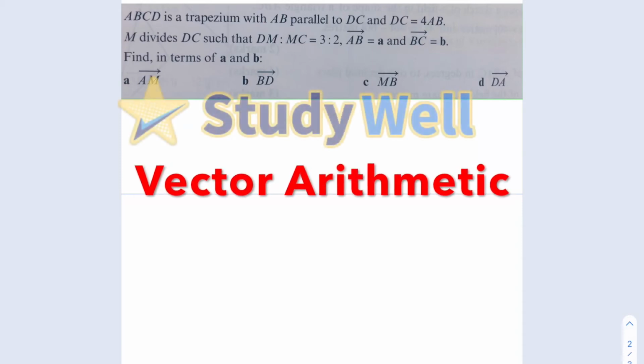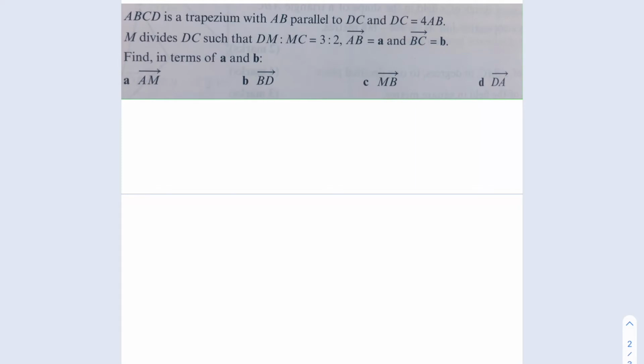Here we have a vector arithmetic question taken from an Edexcel textbook. ABCD is a trapezium with AB parallel to DC, and DC is 4 times AB. M divides DC such that DM to MC is in a ratio 3 to 2. A to B is the vector A, and B to C is the vector B. Find in terms of A and B, A to M, B to D, M to B, and D to A.